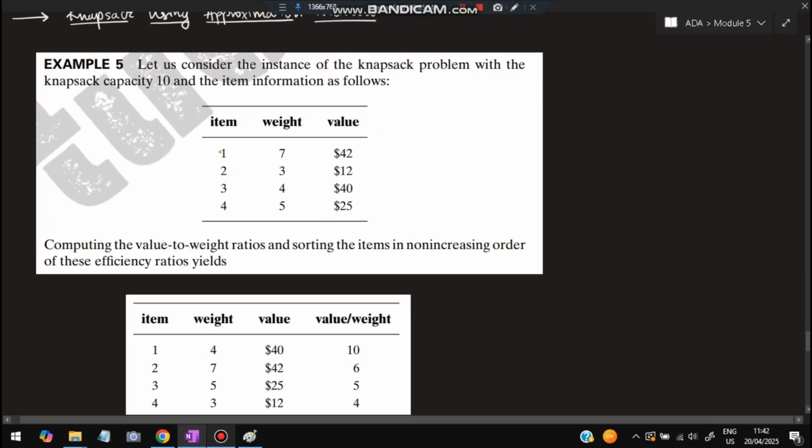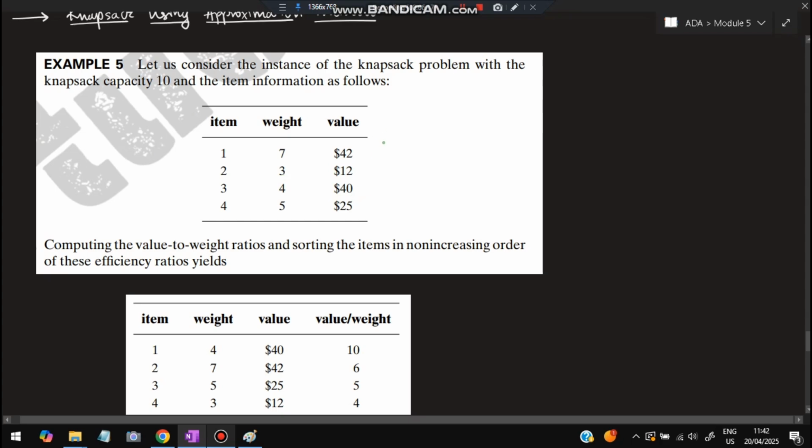What the greedy algorithm does is it selects the first item, and what will be the value here? 42. It will take 42 from here, and the weight is 7. The next item it will take is 10, meaning 7 plus 3 is 10. 42 plus 12 it will take, which will be 52. Since the weight has reached the limit of 10, it will not consider further. But this is not the best solution.